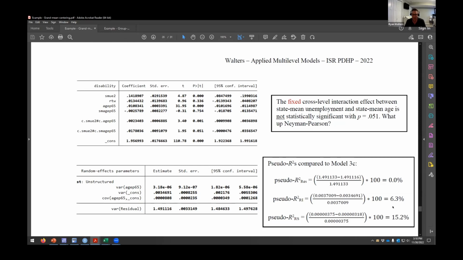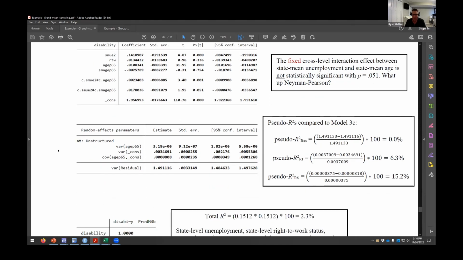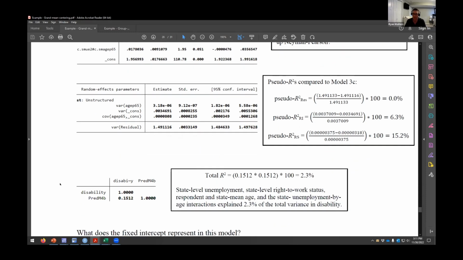It also explains about 15% of that random slope variance. So it gave up a little bit because the unique effect is now smaller, but it explained 15.2% of random slope variance, which means that there's still 85% of random slope variance available to be predicted. So you could include something like right to work and age, or state minimum wage and age, like those cross-level interactions, to further explain that. But the process is exactly the same all the way through.